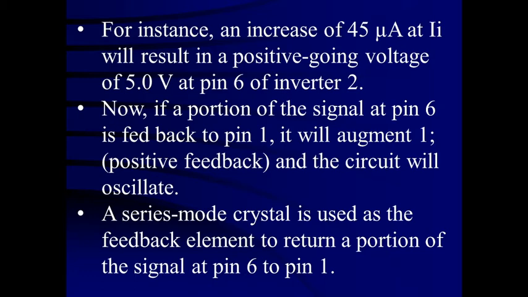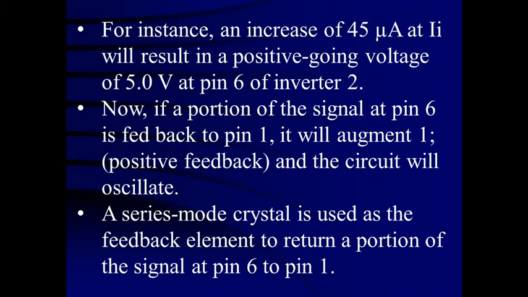So, from the gain and the requirement of the output voltage: the output voltage is normally required to be 0 to 5 volt, because when we are dealing with a TTL circuit, the input should be low, that is 0 volt, and high, that is 5 volt. That means the output of the oscillator should change from 0 to 5 volt. Corresponding to that, the required change in current is only 45 microampere. So a 45 microampere input current change will result in 5.0 volt at pin number 6 of inverter 2.